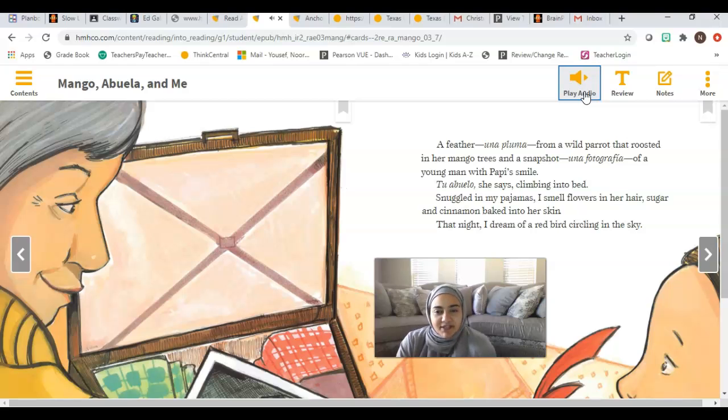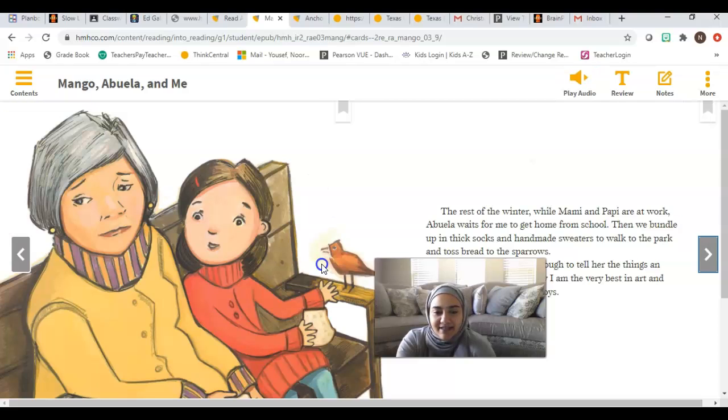So she has a lot of descriptive words here. She's describing how her grandma smells, right? She was snuggled in her pajamas. She wasn't just wearing her pajamas. She was snuggled. That means she was very soft and warm and cozy in her pajamas. She smells flowers in the hair of her grandma, and her grandma smells like cinnamon baked in her skin, cinnamon and sugar. All right, so what did she take out of the satin pocket inside of her suitcase? It was a picture and a feather of a bird, a wild bird, that nested in her tree.